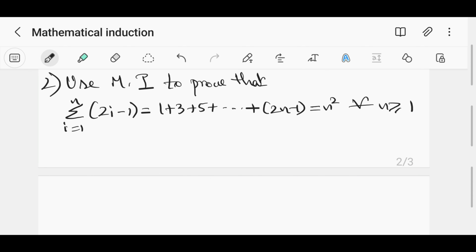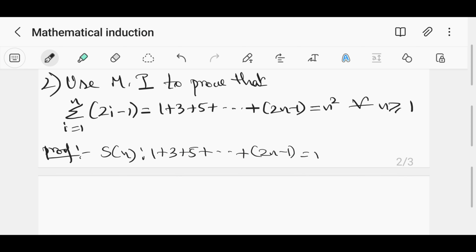So what was the first step? Proof. So what do we write? First we take the statement S of n, the given statement as it is. No need of writing this summation. We'll just take 1 plus 3 plus 5 plus so on plus 2n minus 1 is equal to n square. So this we have taken.